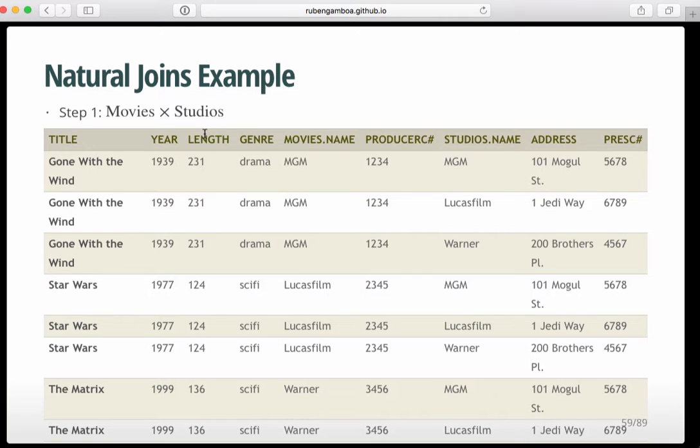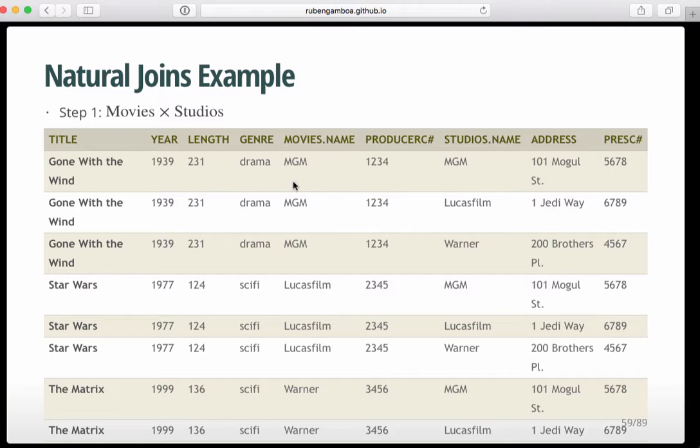So what do we get? Title, year, length, genre, movies.name. Okay, because there's duplicates. Producer certificate number, studios.name, address, and president certificate number. Notice that these last 3 come from studios. The first 1, 2, 3, 4, 5, 6 attributes come from movies, okay? This is just a cross product.